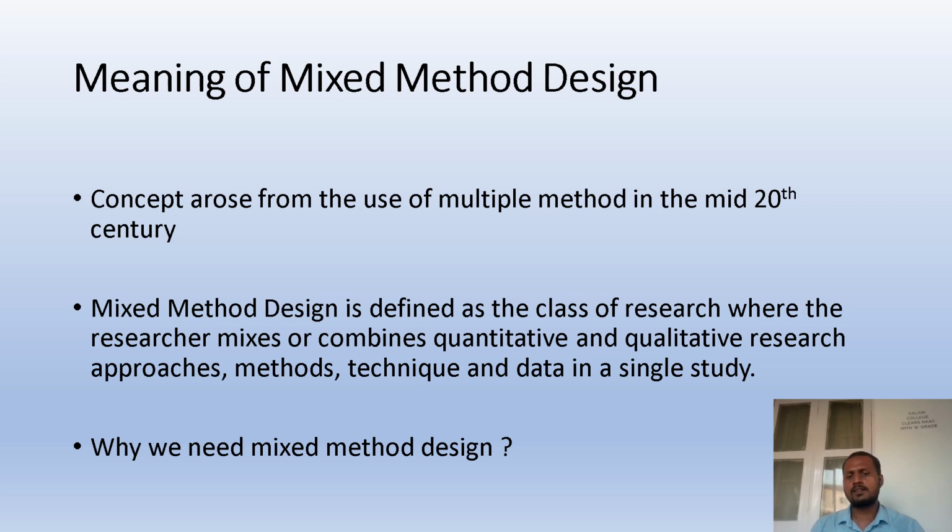So why do we need mixed method design? The answer to this question is to give more reliability of the findings, or to avoid biasness in the findings of the research. We need mixed type of research because every approach or every method has its own significance and limitations. So to minimize the biasness of the research, this method is very important.